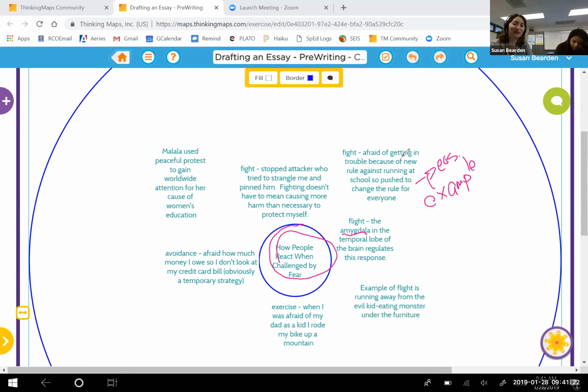So I've got an example of what I did when I was fighting, and an example of what I did when I was fleeing. So that's an example of running. And then I was just jotting all kinds of things down. Up here, I've got another example for fight. I stopped an attacker who tried to strangle me and pinned him down, but I wanted to remember that fighting doesn't have to mean that you're causing more harm than necessary to protect yourself.